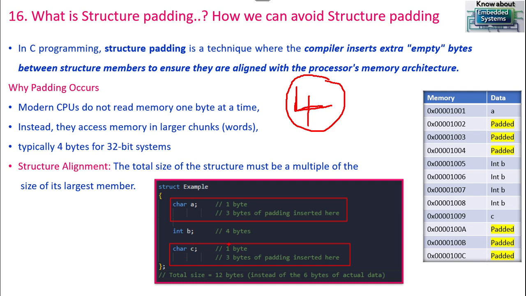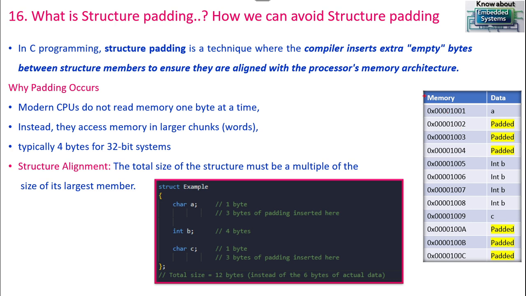So how does it look in the memory? Here you can see this is my memory and this is my character, which will take only 1 byte, but the compiler will add 3 more bytes. This process is called padding. The compiler will pad 3 more bytes. That is called structure padding.